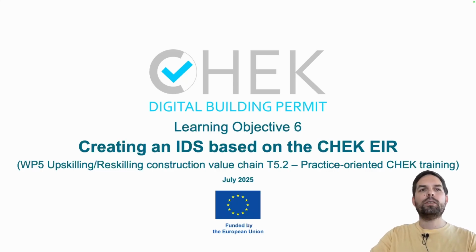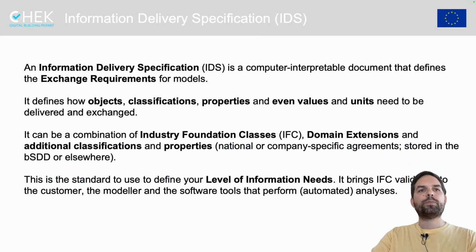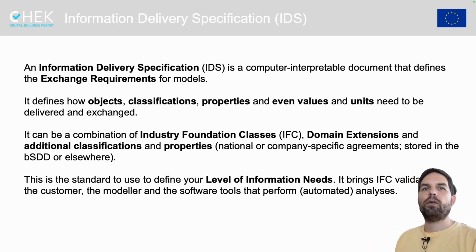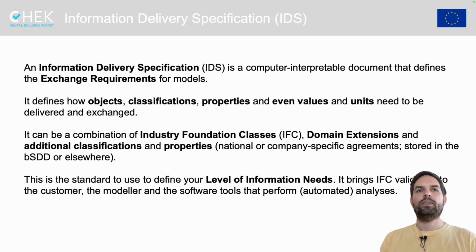In this lesson, we will learn how to create an IDS based on the information requirements provided by the CHEK project. An IDS is a specification from buildingSMART that allows us to encode, in a computer-interpretable format, the exchange requirements for models, namely objects, classifications, properties, even values and units that were specified in some requirement and that need to be exchanged.